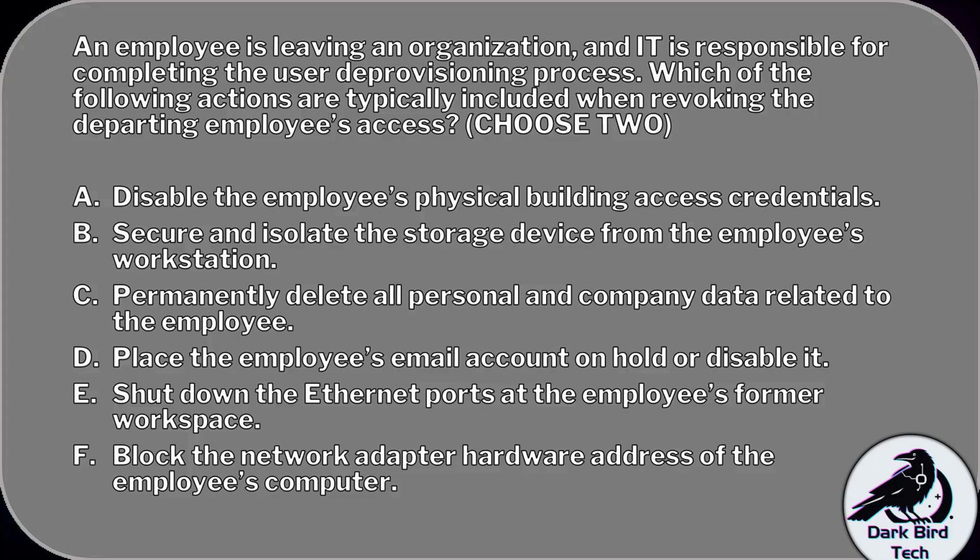Option A is to disable the employee's physical building access credentials. Sounds good. Option B is secure and isolate the storage device from the employee's workstation. Option C is permanently delete all personal and company data related to the employee. That seems a bit weird, but we'll circle back once we've read all the other options. Option D, place the employee's email account on hold or disable it. Option E is to shut down the Ethernet ports at the employee's former workspace. So probably like closing down the switch port that they were connected to. And option F is block the network adapter's hardware address on the employee's computer.